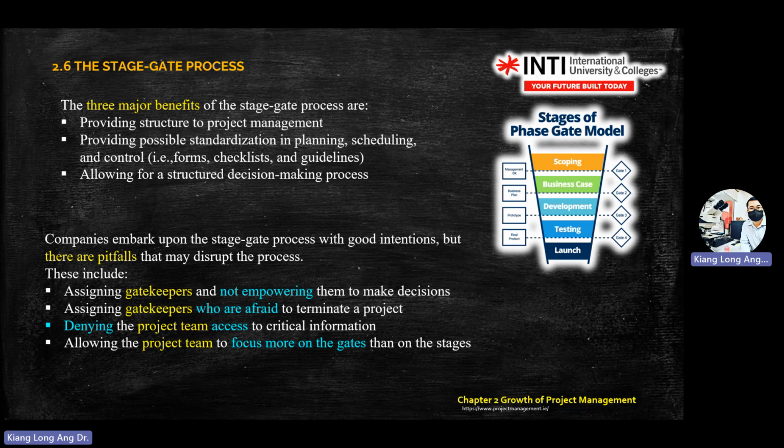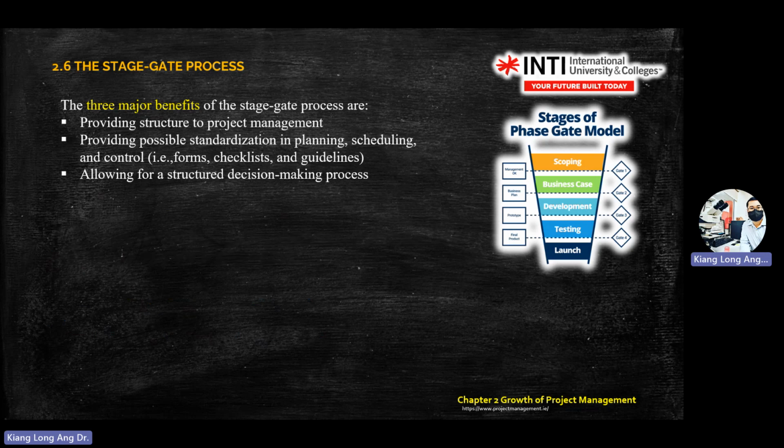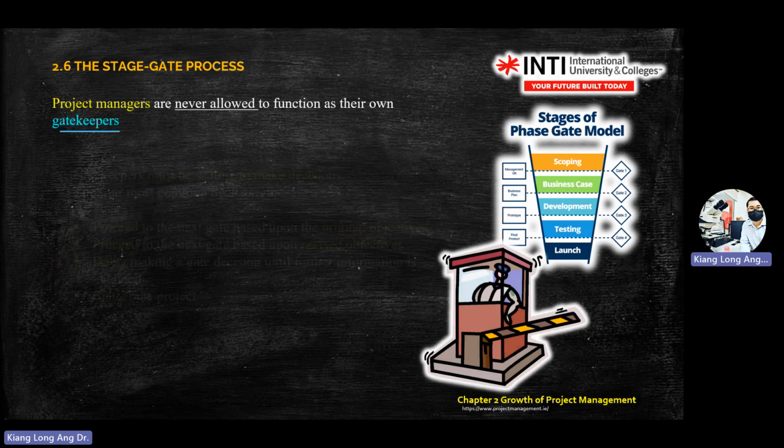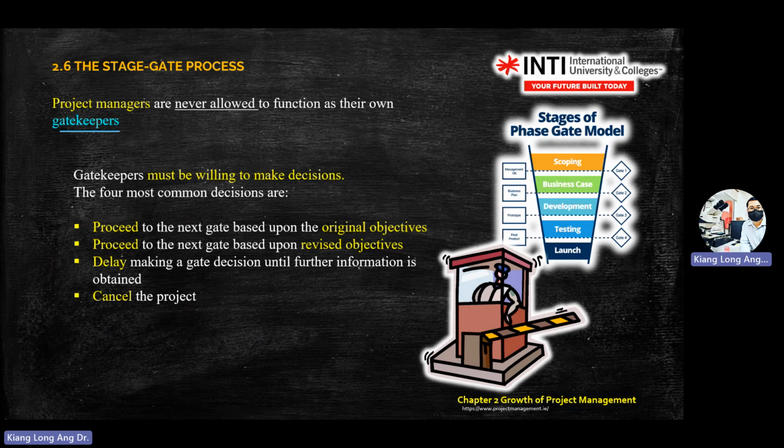Okay, and how can this phase-gate model fail? What are the factors? Yes, these 4 points. Or the question can ask you what the normal decisions are. What are the 4 most common gatekeeper decisions? Very direct, no? I did tell you, section A is 7 to 8 marks. So these are 4 points, 2 marks, 2 marks, 2 marks, 2 marks.